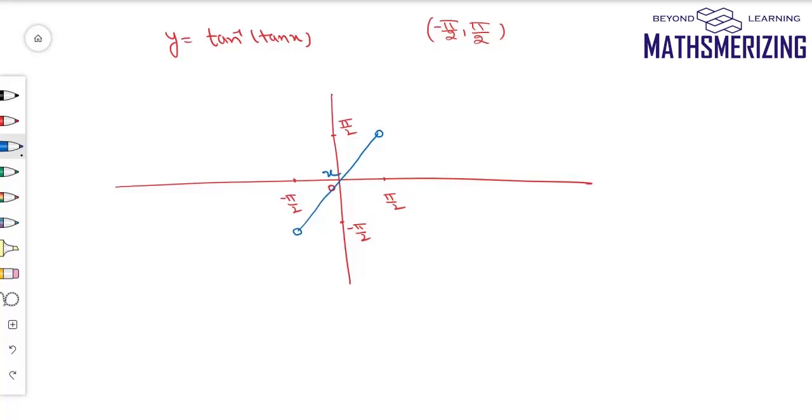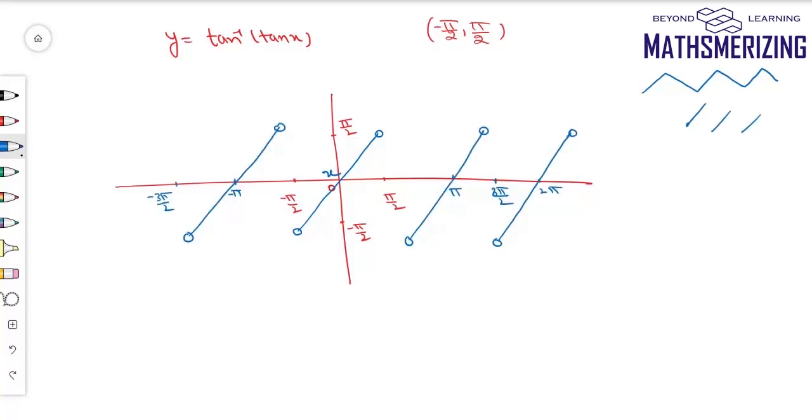Now in the case of tan inverse and cot inverse, there is a small difference vis-a-vis sine inverse and cos inverse. In the case of sine and cos inverse, we used to draw zigzag lines. In the case of tan inverse and cot inverse, we will simply draw parallel lines. So that is the graph of tan inverse of tan x. I can write the definitions also.